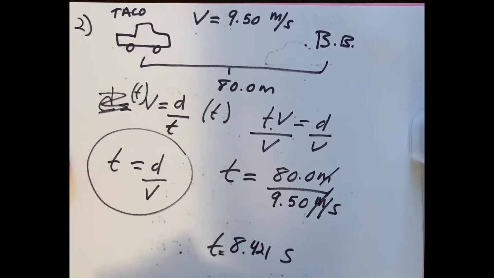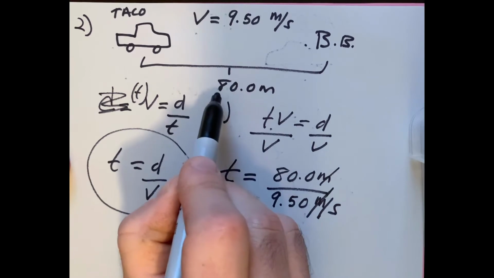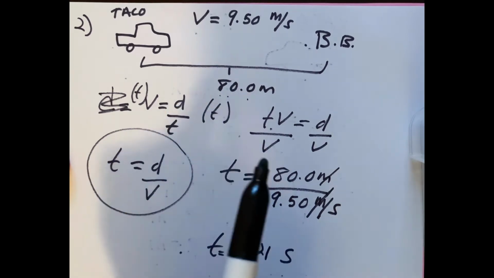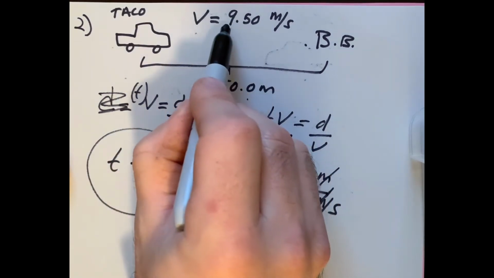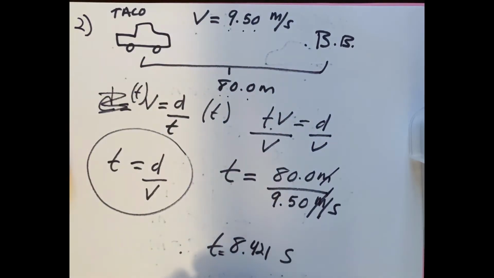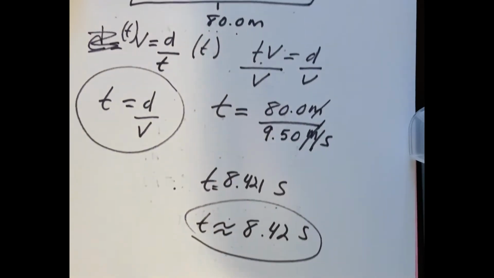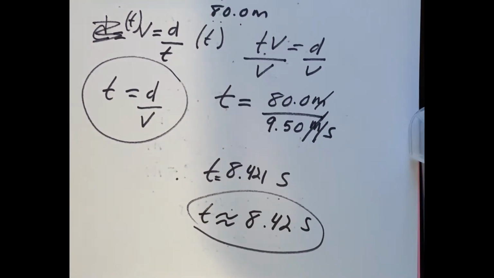But I need to think about those sig figs. All right, so how many sig figs are in 80.0? 1, 2, 3. How many are in 9.50? 1, 2, 3. So my final answer needs to have 3 sig figs, which is going to be 8.42 seconds. And there's my answer. The big reveal, 8.42 seconds. There you go.